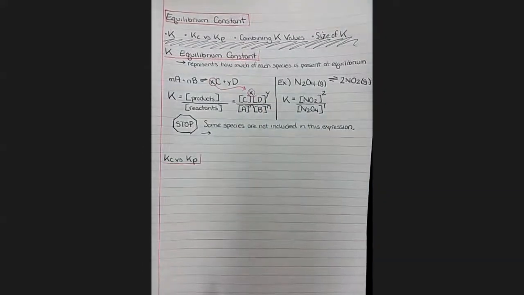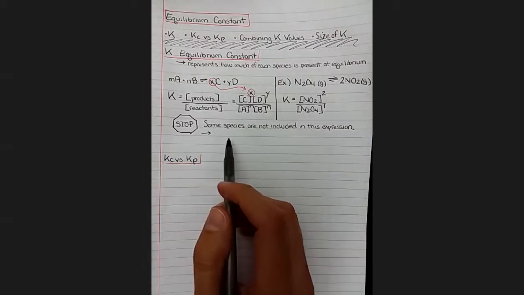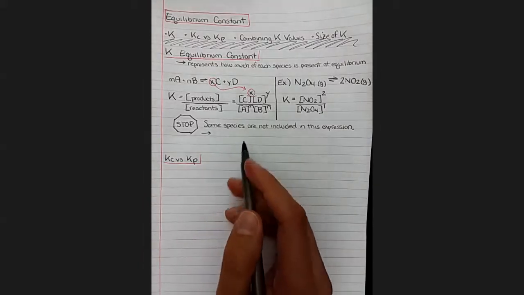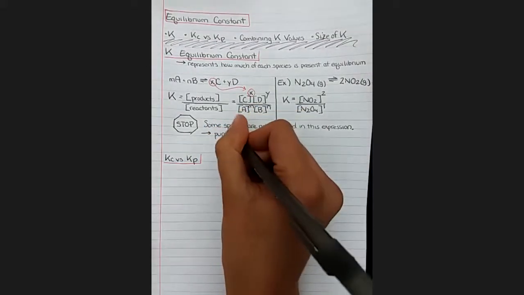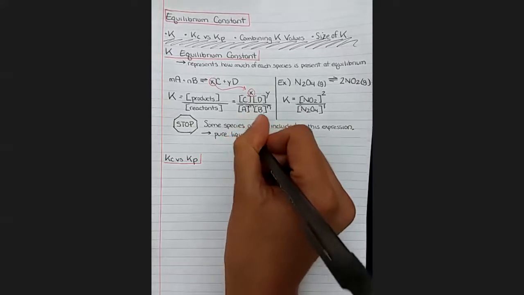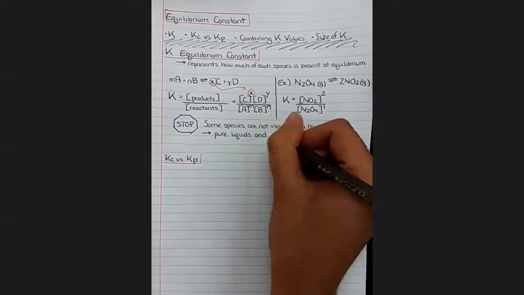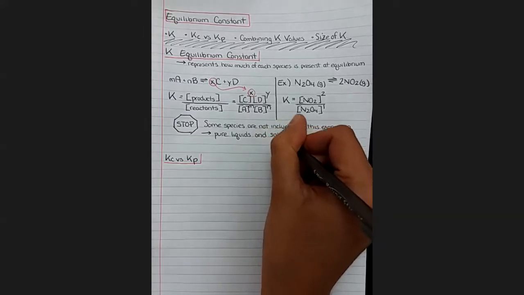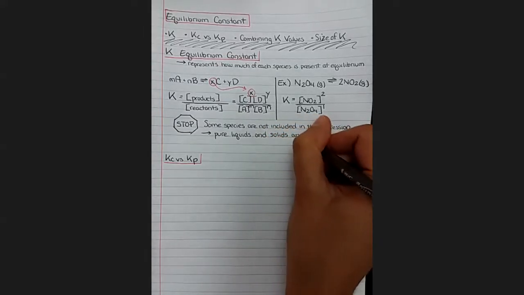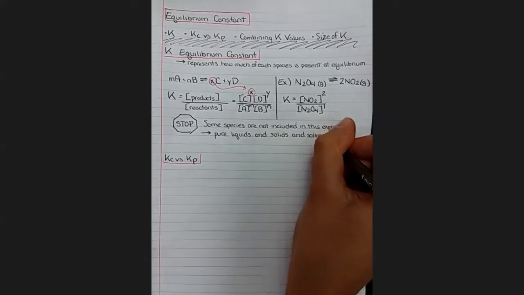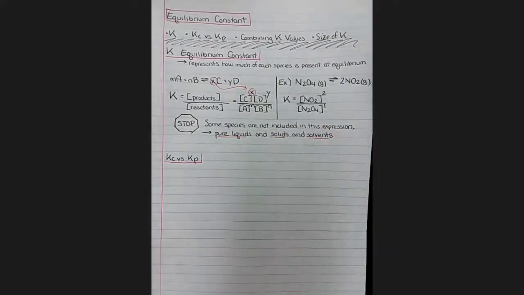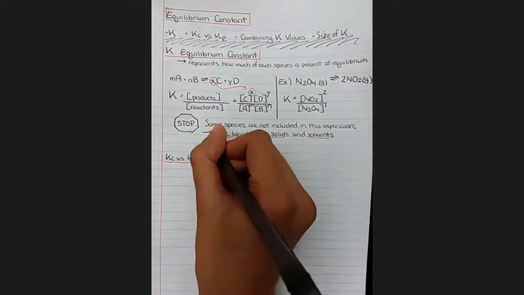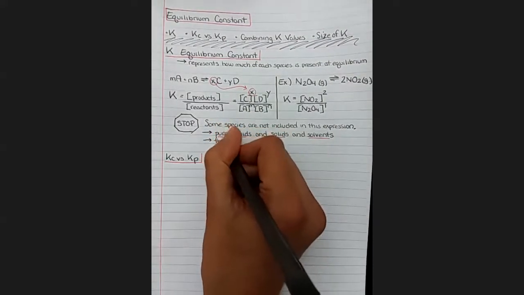The real expression for K is something called activity, and activity relates to whether something changes. And there are some types of things that don't change. So pure liquids, pure solids, and solvents. These are the kind of things that we don't include in our expression. And that is because their concentrations don't change by an appreciable amount.